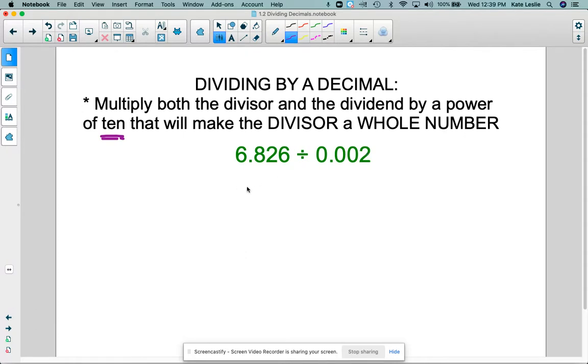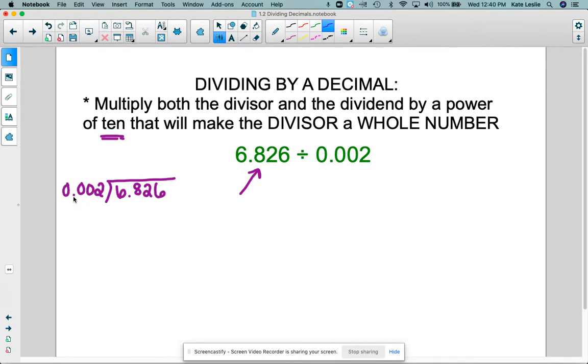Now, we did talk previously that the first number is always your dividend. So this is the number that's going to go inside the long division sign. So off to the side here, I'm going to write it as a true long division problem. So I'm going to divide 6.826 divided by 0.002. Now, as we stated before, I'm not too concerned if there's a decimal in the dividend. However, I'm not pleased that there's a decimal in the divisor.